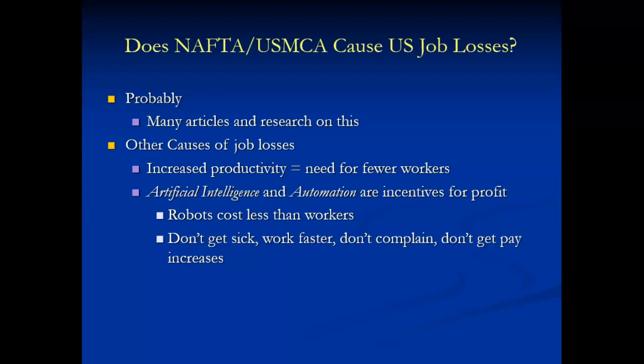So what do we mean by this increased productivity? It comes from artificial intelligence and automation. So that would mean robots that are being used to assemble things, and plants that use much automation that replaces human labor to assemble products and to package products. And industry likes robots because robots don't get sick, they work faster, they don't complain, they don't join the union, and they don't get pay increases. So industry tends to like automation because it reduces their costs, which means it will improve or increase their profits.